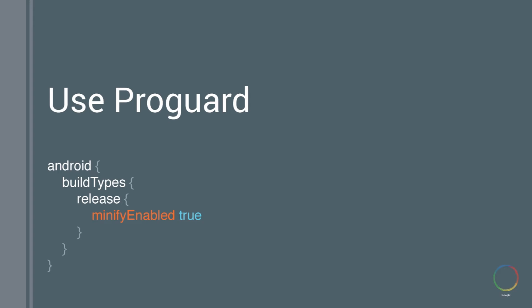It obfuscates names of types, methods, and fields where appropriate, such as reducing a long method name down into just a single letter like A, B, or C. And most importantly, for size, it does dead code elimination. Now, to enable ProGuard, you can go to your build.gradle file and just set minify enabled to true.